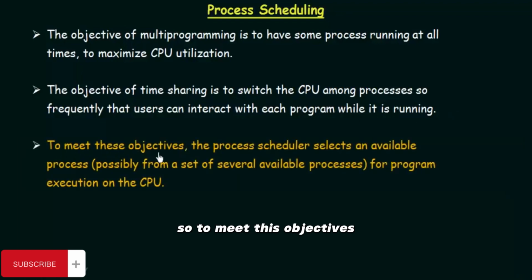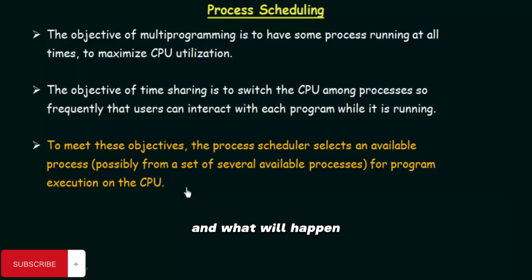So to meet these objectives, the process scheduler selects an available process, possibly from a set of several available processes, for program execution on the CPU. So in order to accomplish these objectives, we have something known as the process scheduler. And what does it do? It selects an available process from the set of available processes for program execution on the CPU. So we have a set of available processes that are ready to be executed, and the process scheduler will select an available process, and it will assign the CPU to that process so that it can begin its execution.